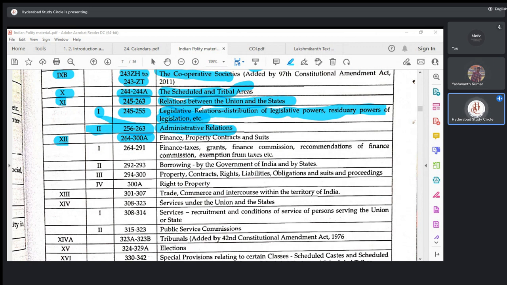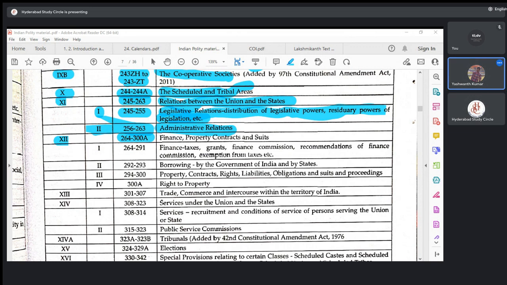Then Article number 300A is a legal right. Right to hold property is a legal right. Right to property was a fundamental right in the beginning. Originally we had 7 fundamental rights. After that, by the 42nd Amendment Act, the 44th Constitution Amendment Act, the fundamental right was converted into a legal right. That is Article number 300A.